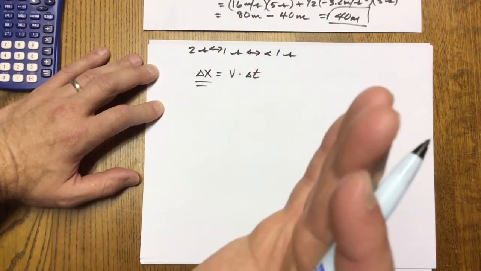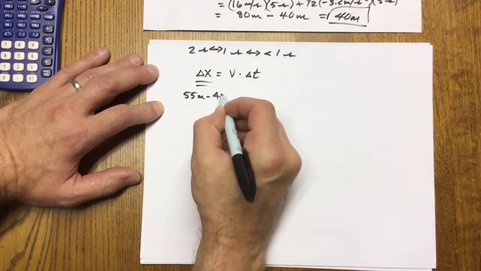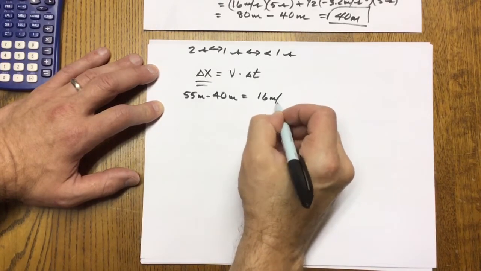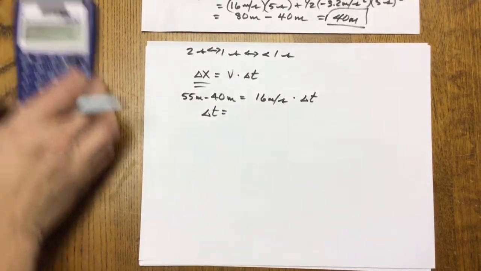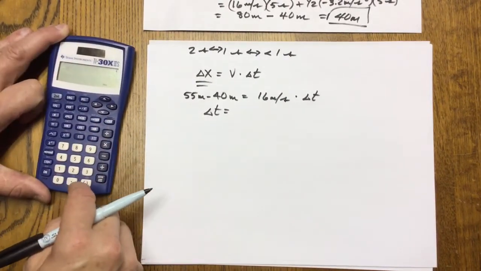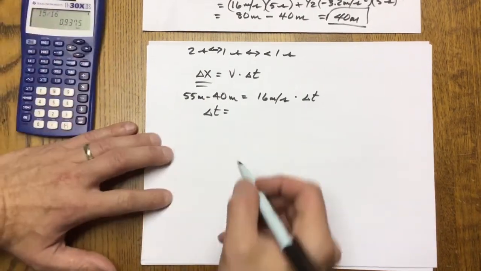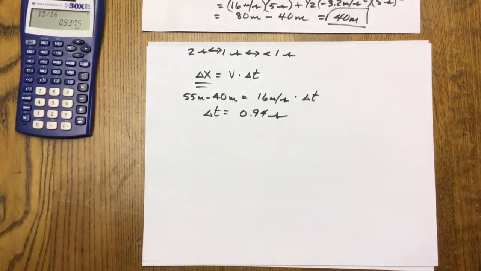What's the delta x? That's the difference between the two displacements. So we have 55, we've gone 40. So the difference between those two is how much distance we're going to travel at that rate of 16 meters per second, which leaves us delta time. So now we can take our 55 minus 40, which should be 15, divide that by 16, you get 0.94 seconds. So that's the amount of time that one would have to wait before applying the brakes and yet still stop in time, assuming everything is constant.